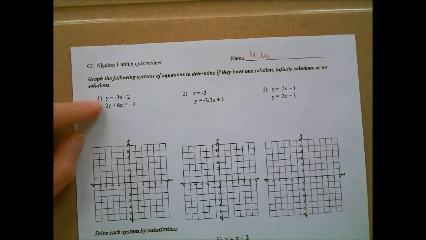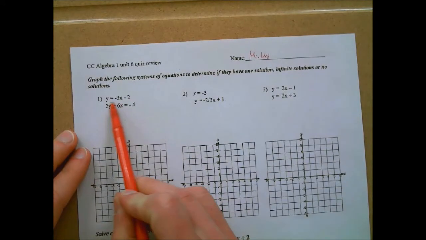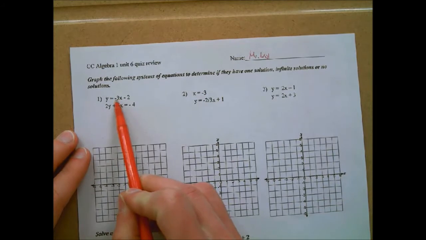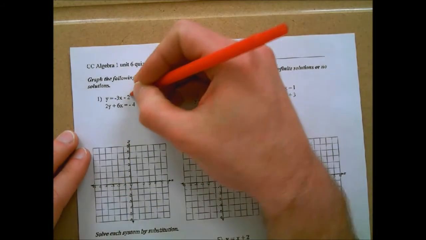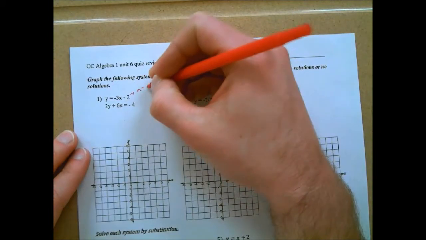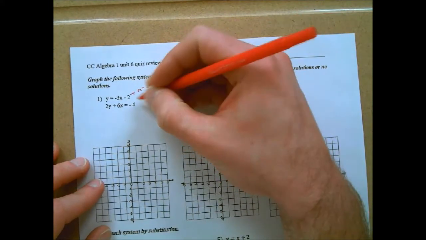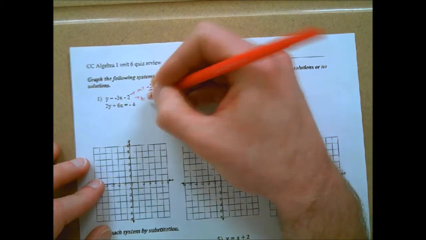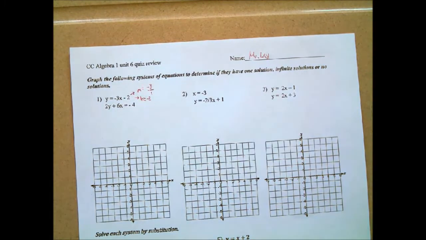When I look at number one, the very first thing I notice is that we have one equation in slope-intercept form already: y equals mx plus b. In this case, our m is -3, or as a fraction, -3/1. The b for this equation is -2. Don't forget that minus sign in front there. That's part of the b. I'll zoom in some more on that.